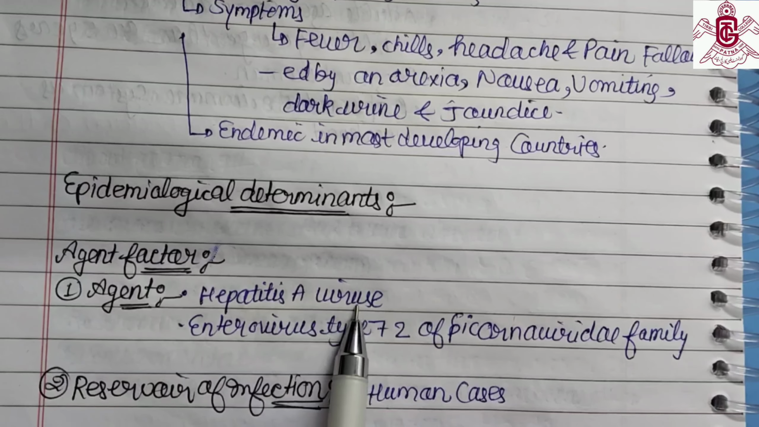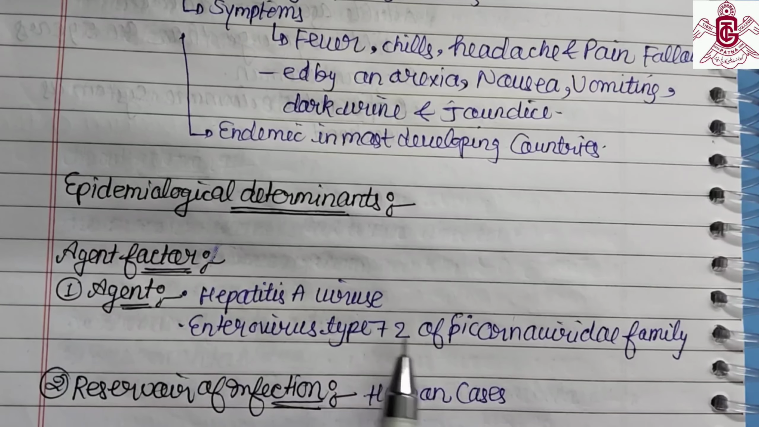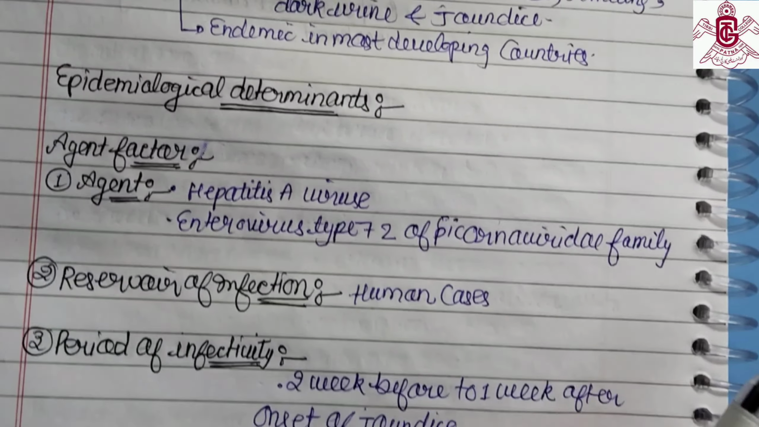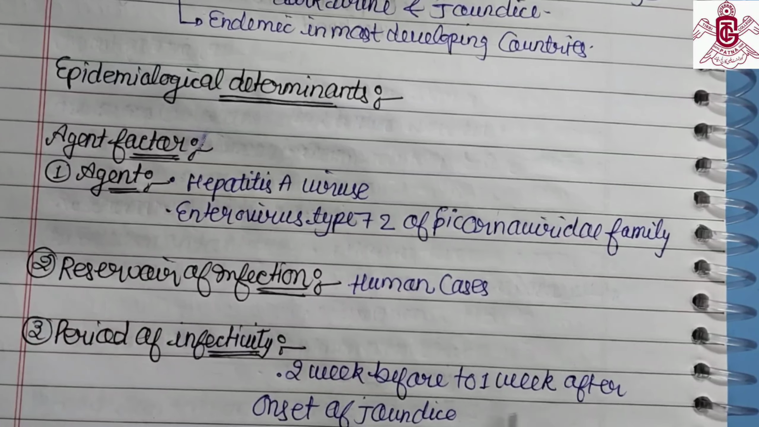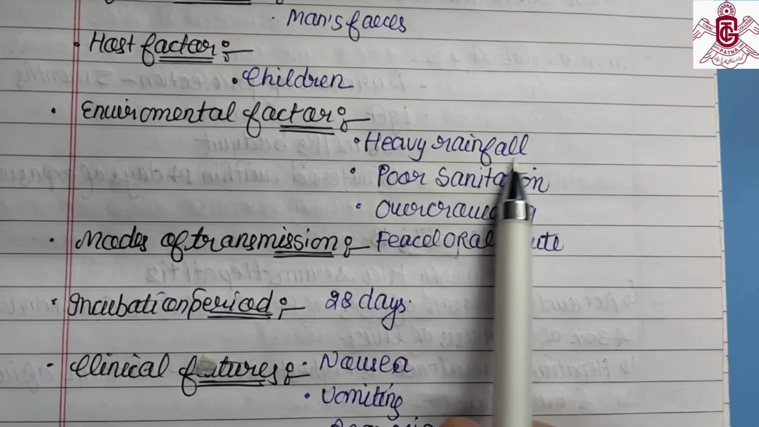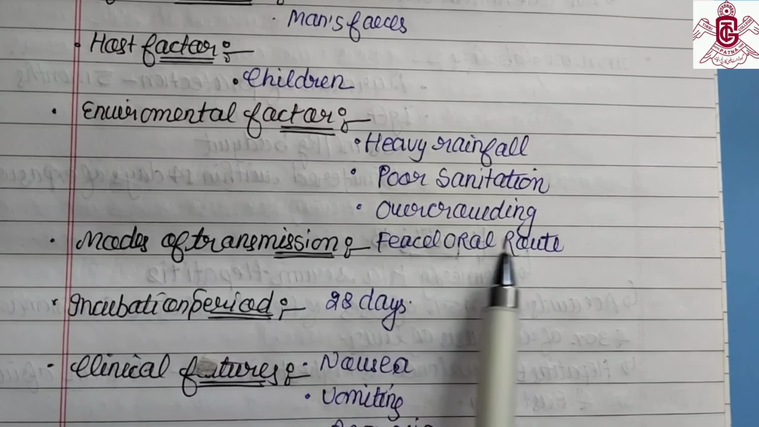Epidemiological determinants: the agent is the hepatitis A virus, enterovirus type 72 of the Picornaviridae family. The reservoir of infection is human cases. The infectivity period is 2 weeks before to 1 week after the onset of jaundice. Infective material is feces. The host factor is children. Environmental factors are heavy rainfall, poor sanitation, and overcrowding.